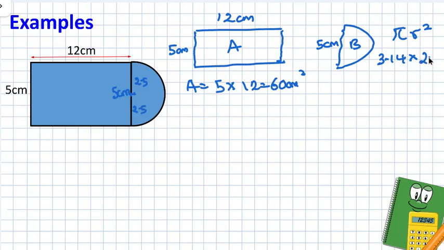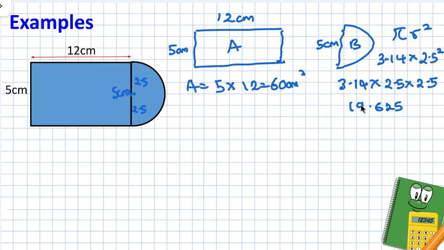So we have 2.5 squared. So moving on, we have 3.14. 2.5 squared means 2.5 times 2.5. So if you multiply this, you are going to get 19.625.